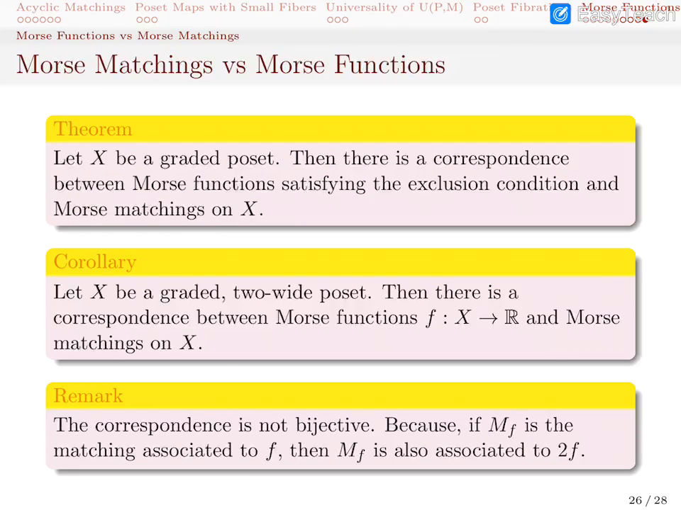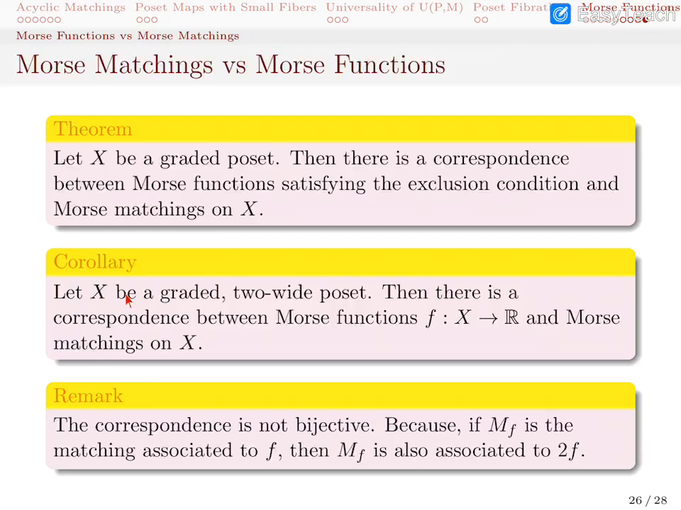And finally we have this theorem: if X is a graded poset, then there is a correspondence between Morse functions satisfying the exclusion condition and the Morse matchings on X. And this is just a consequence of the previous two lemmas. First I showed that given a Morse matching, you have a Morse function, satisfying the exclusion condition of course. And secondly, I showed that given a Morse function satisfying the exclusion condition, I have a Morse matching. So just combining those two, you have this correspondence.